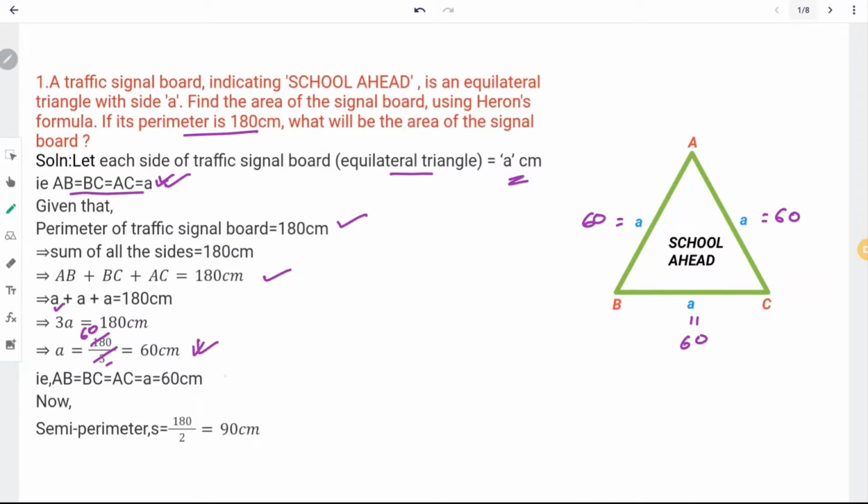Once again, remember, we did not take a, b and c because it is an equilateral triangle. So if I know one side, I'll know all the other sides, right? That is AB equals BC equals AC. They're all equal to small letter a, which is 60 centimeters.